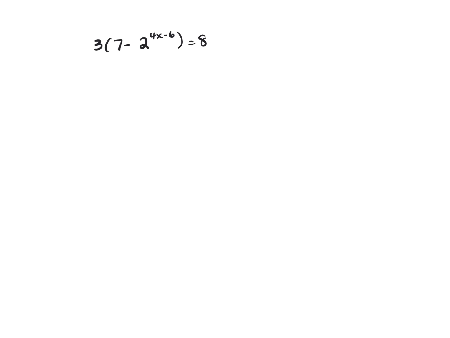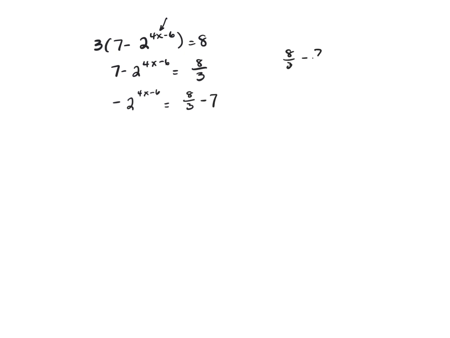This is an exponential equation because your variable is in the exponent and I want to try to get to that x. The first thing I should do is divide both sides by 3, and that's just going to be 8/3. And now let's subtract 7 from both sides. It's negative 2 to the 4x minus 6 equal 8/3 minus 7.